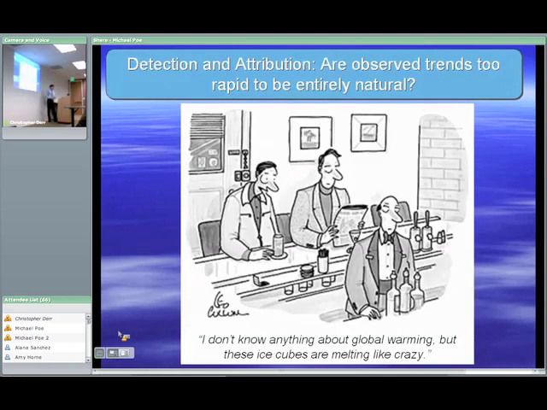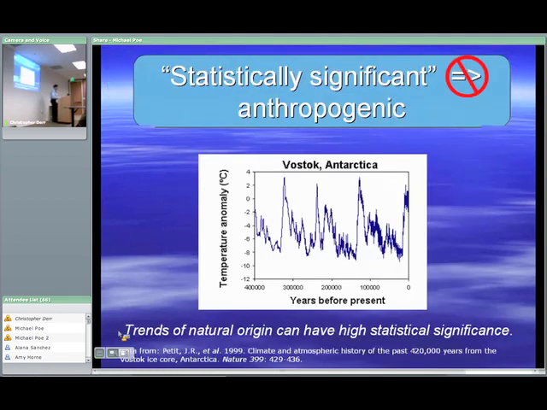So what I'm going to do first is show you some evidence for why I'm arguing that the underlying warming trend is probably greenhouse warming. And this cartoon says, I don't know anything about global warming, but these ice cubes are melting like crazy. Okay. Now the point of the cartoon, aside from the fact that it's less boring than science, is that just because you see a trend doesn't mean it's due to humans. Okay. Climate varies naturally for all kinds of reasons and all kinds of timescales. Just to underscore that, this is a temperature reconstruction. I don't know if you can read the scale.